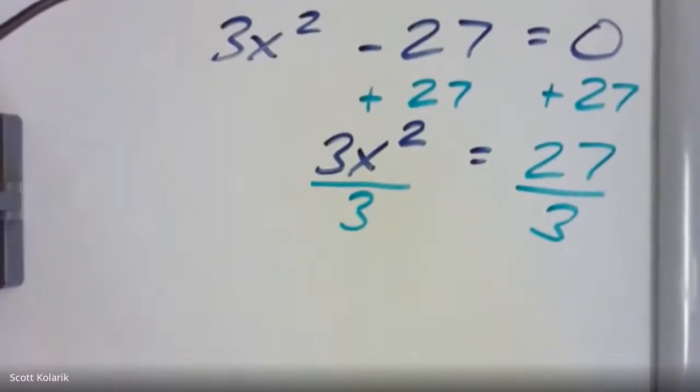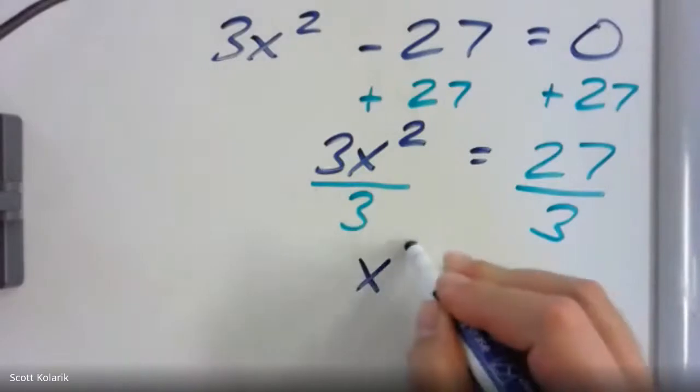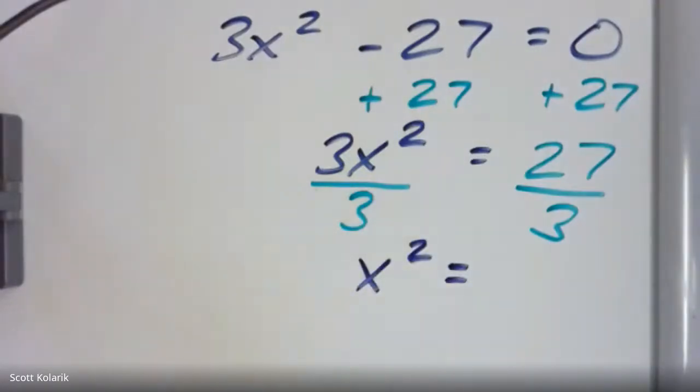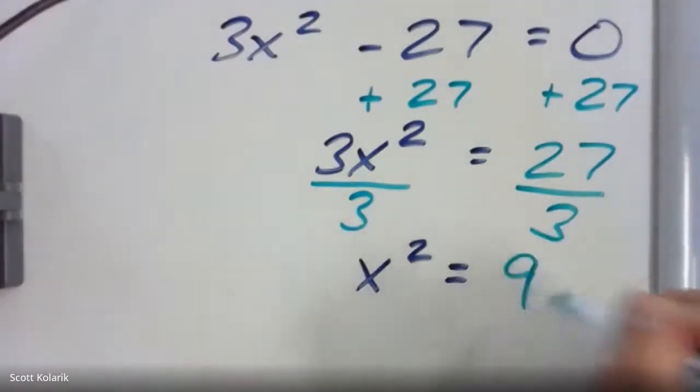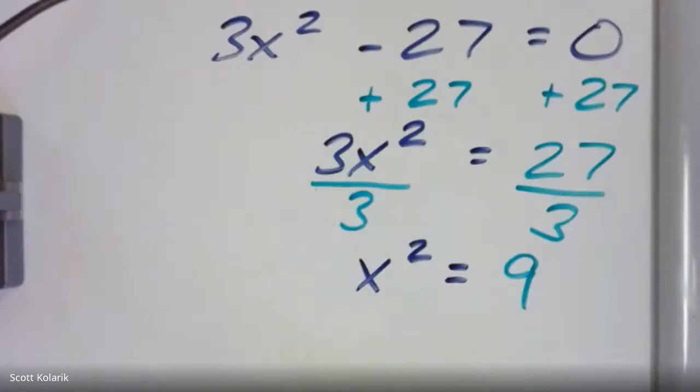Sorry, let me get this centered. All right, when I divide both sides by 3, on the left-hand side, I'm going to get x squared by itself. That's the whole reason we did those operations. We have officially isolated x squared. And then on the right-hand side, when I divide 27 by 3, I get a nice friendly 9. All right, so again, step number 1, get your x squared isolated.